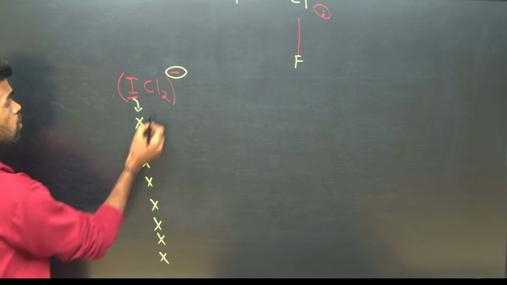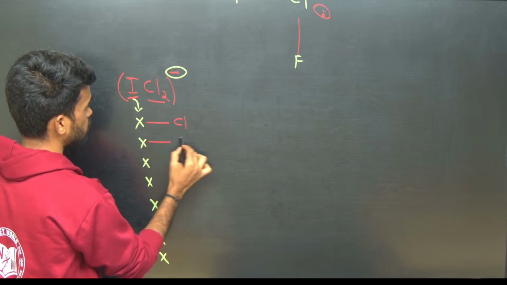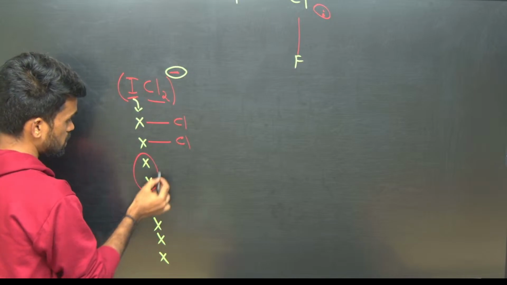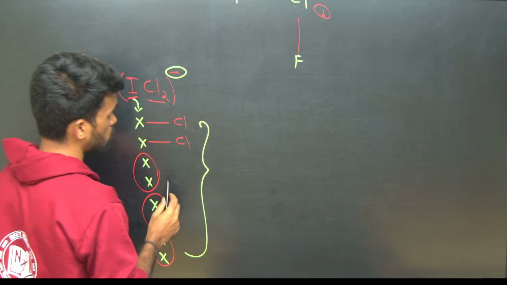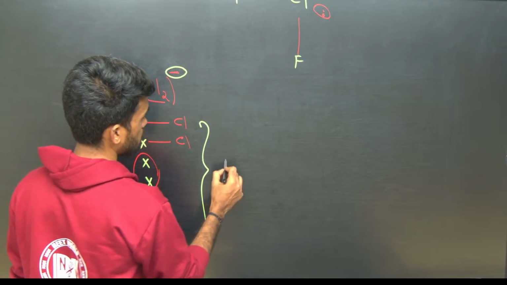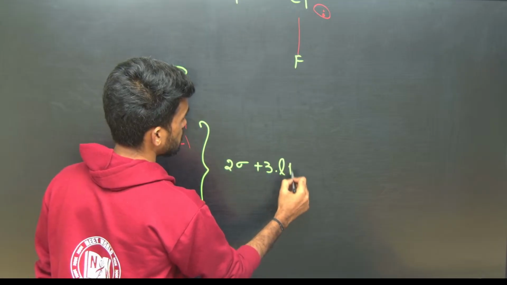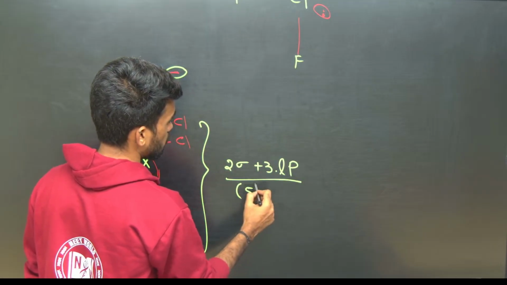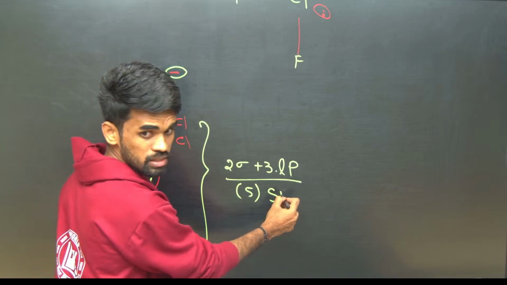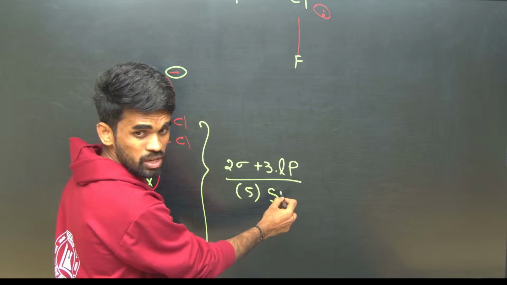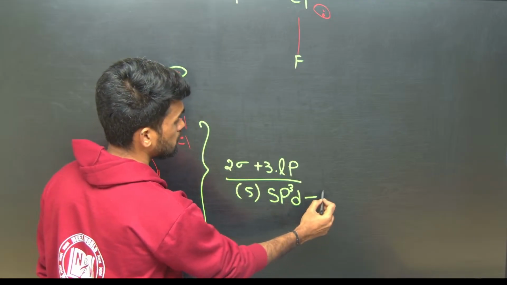Okay, so how many chlorines are there here? 2. So one chlorine here, the other one here. Okay, and this is one set, other set, and the third set. So it means how many sigma bonds, or how many pi bonds, how many lone pairs? 2 sigma bonds plus 3 lone pairs. So total number is 5. So 5 means? Tell me first. sp3d, sp3d with 3 lone pairs.